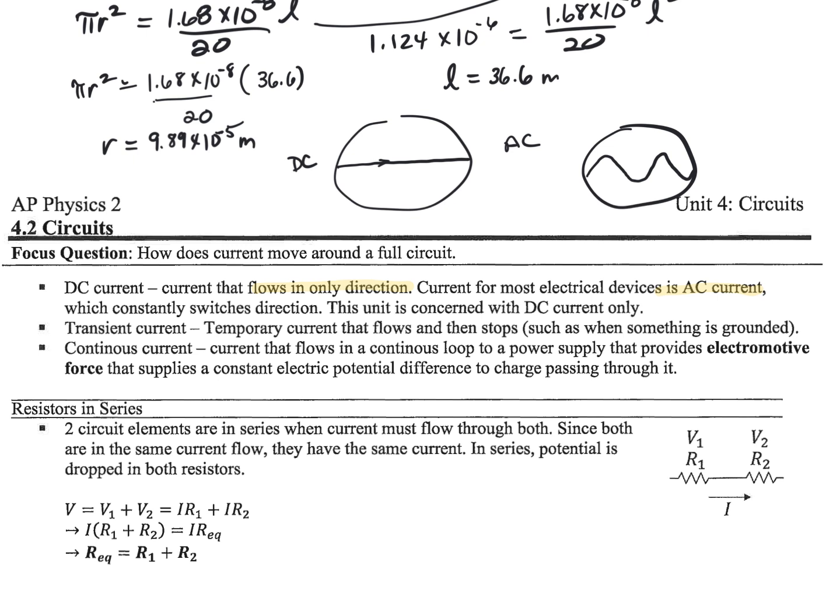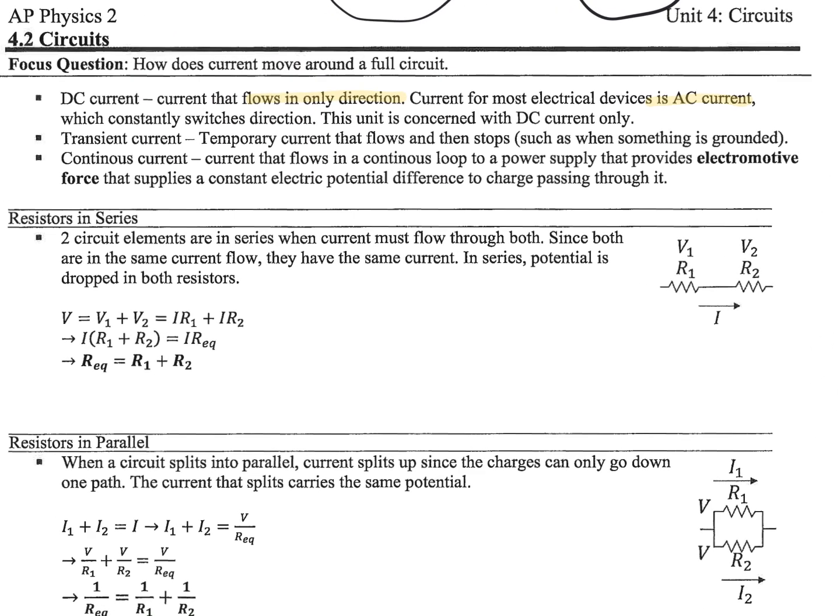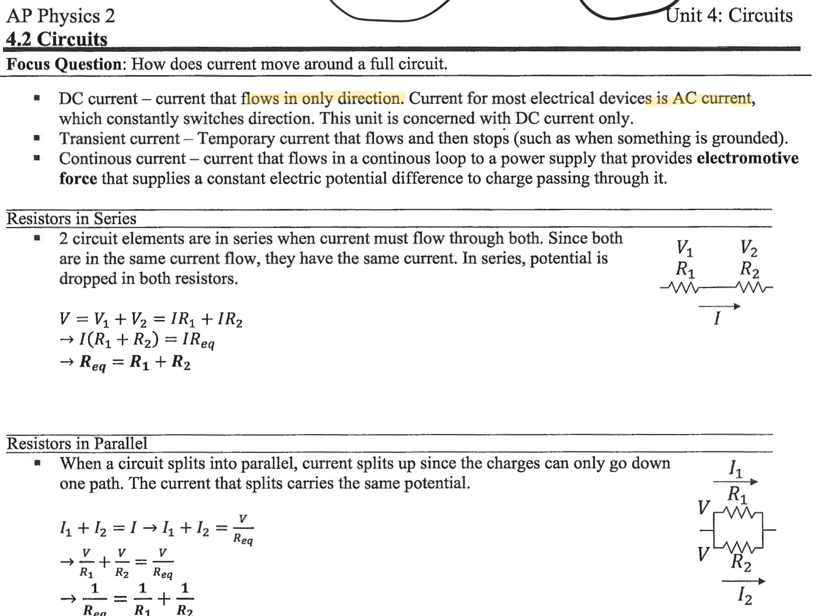That's why I talk about the fact that if you're in computer class and you know computer's binary, AC is almost like binary. Forward, backwards, forward, backwards. Almost like on, off, on, off. That's kind of how you think about it, okay? All right, so we're only really talking in this one about DC current only. AC current's a lot more complicated.